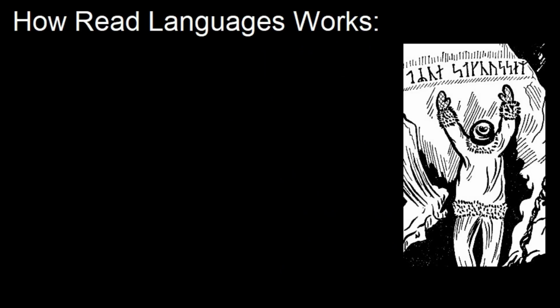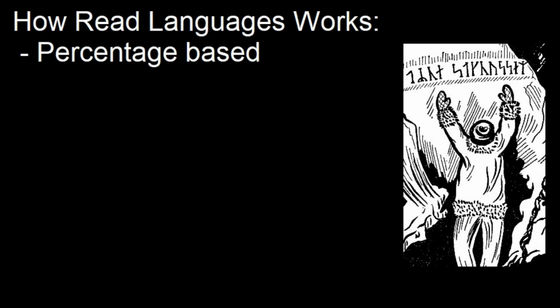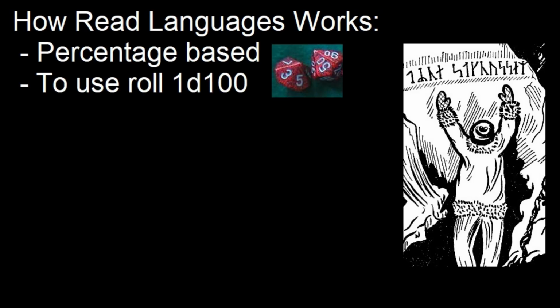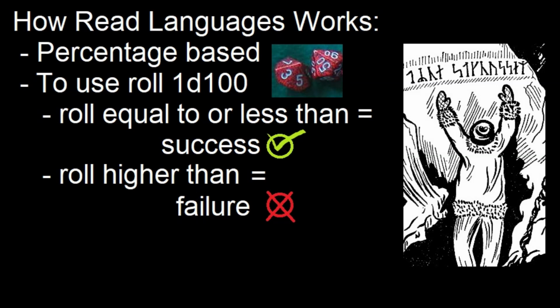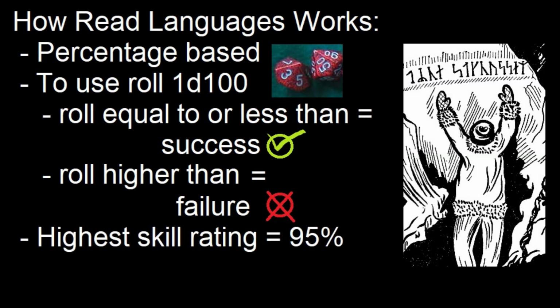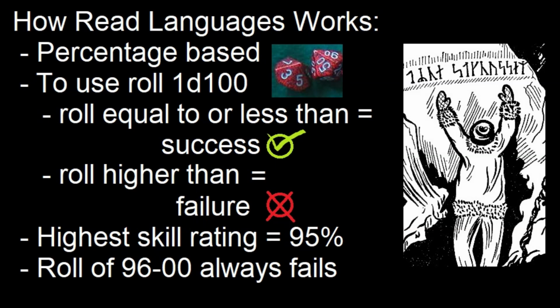Like other thieving skills, Read Languages is percentage-based. To use it, you roll percentile dice, and if you roll equal to or less than your character's skill, you succeed. If you roll higher, you fail. The highest skill a character can have is 95%, or in other words, a roll of 96 to 100 always fails.